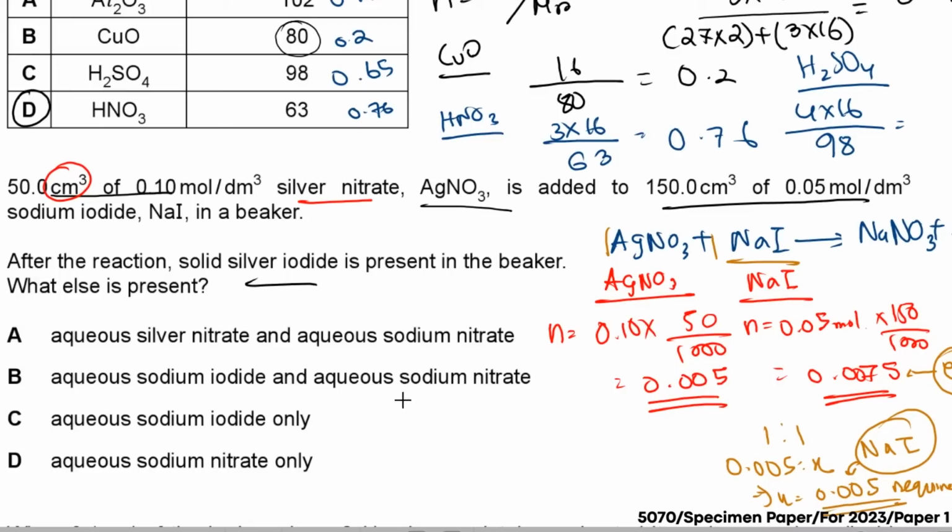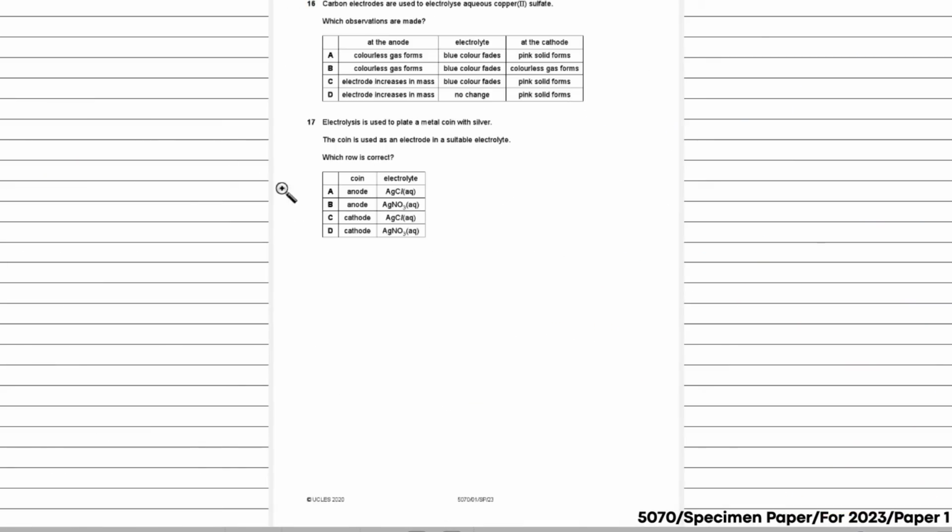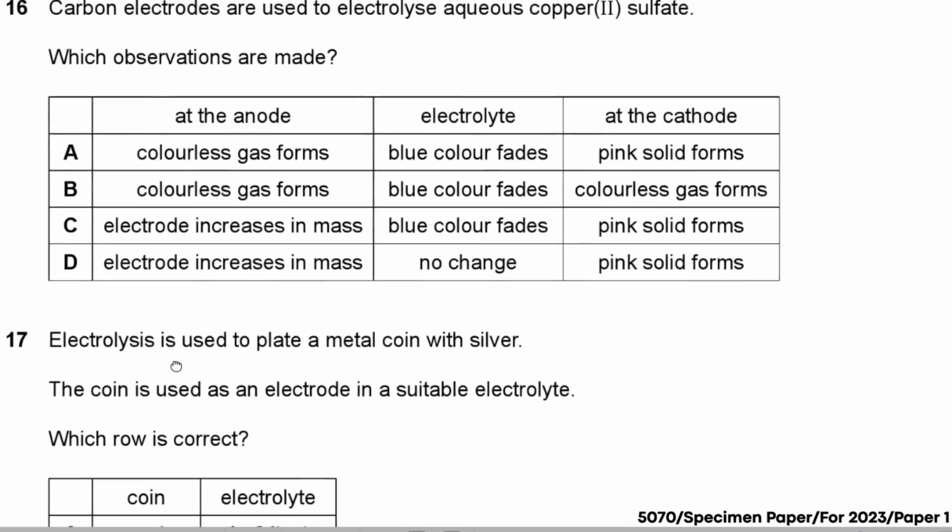So for our number 14, aqueous sodium iodide is going to be present, as well as sodium nitrate. So we have sodium nitrate and we have sodium iodide, which was the excess reagent, not silver iodide. That's my mistake. Sodium nitrate and sodium iodide are present. So the correct answer is B. Took a lot more time than required. Anyways, moving on to the next question.